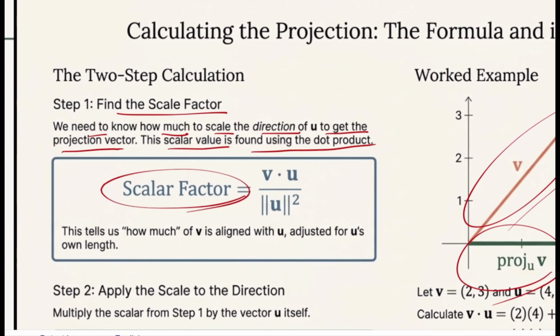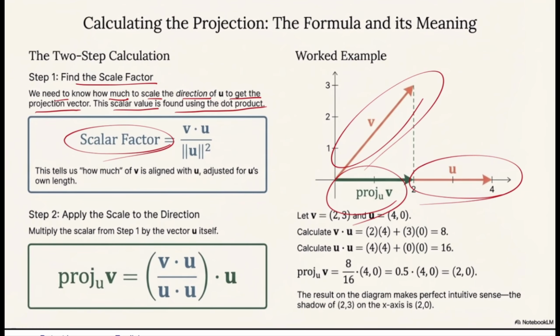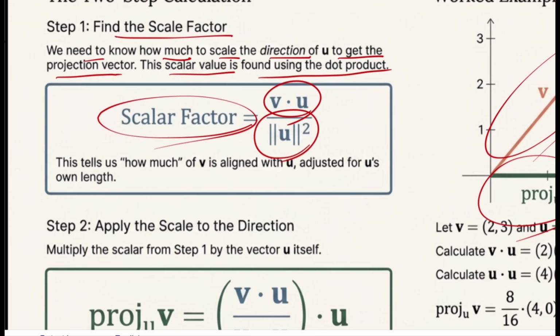The scalar factor related to the projection of v over u can be found using v times u divided by the norm of u to the power 2. This is the formula. So this tells how much of v is aligned with u, adjusted for the one thing that we would like, u's own length.